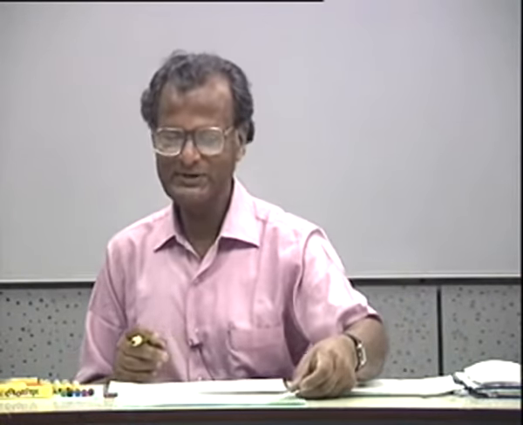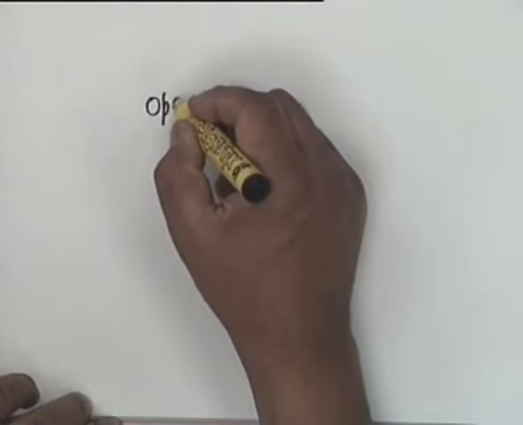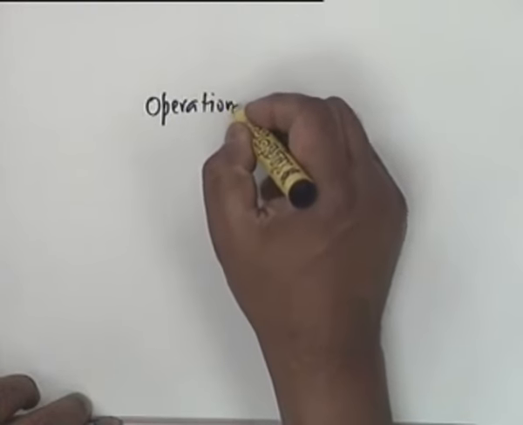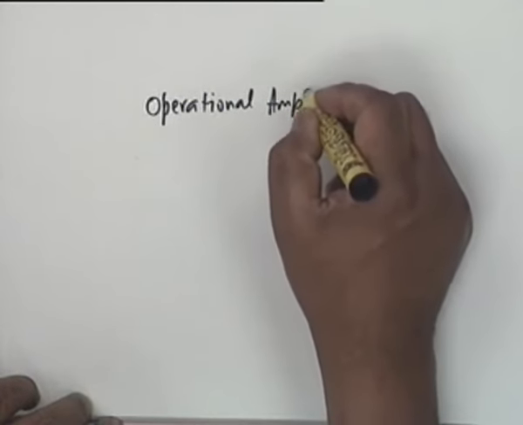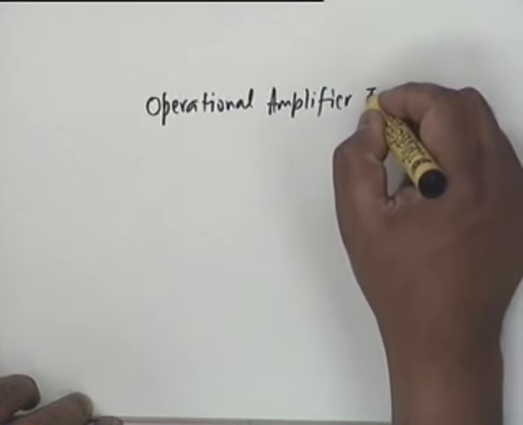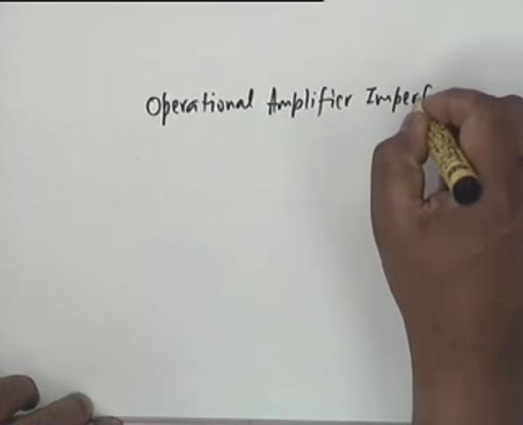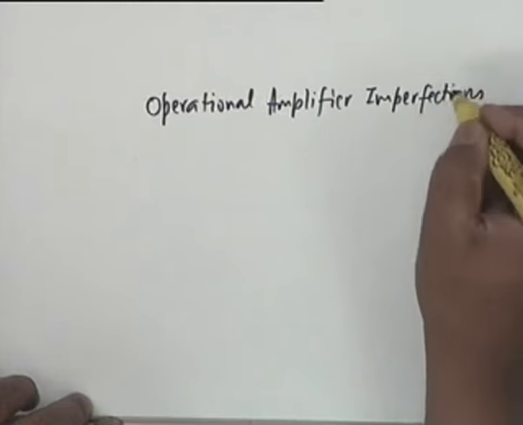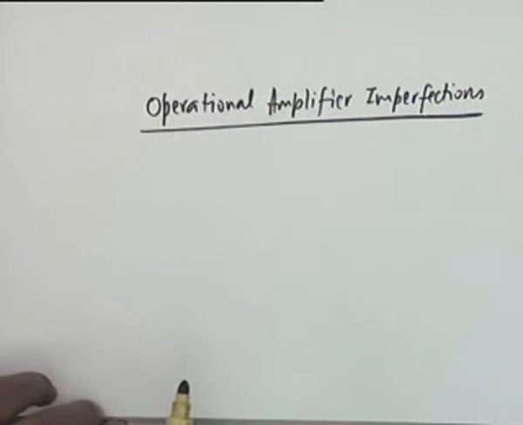Now we go to the operational amplifier imperfections. These are the most popular IC chips, the Gilbert cell. Gilbert cell is used for many other purposes also. Operational amplifier imperfections.